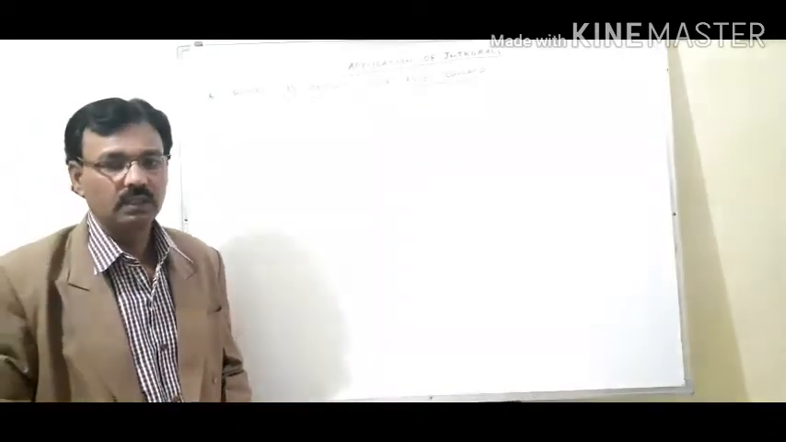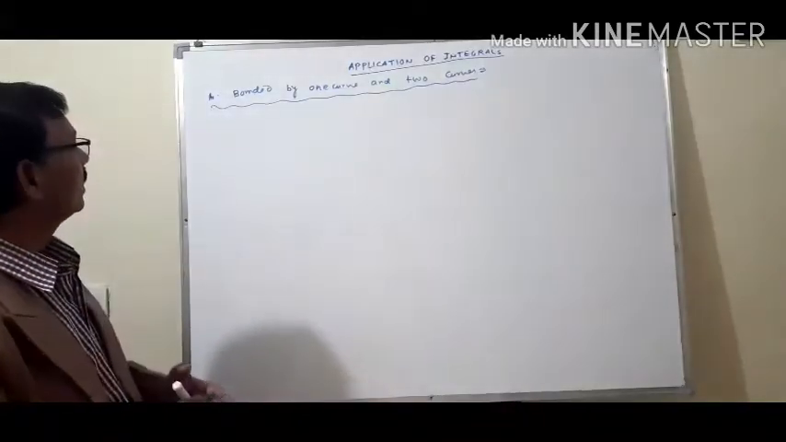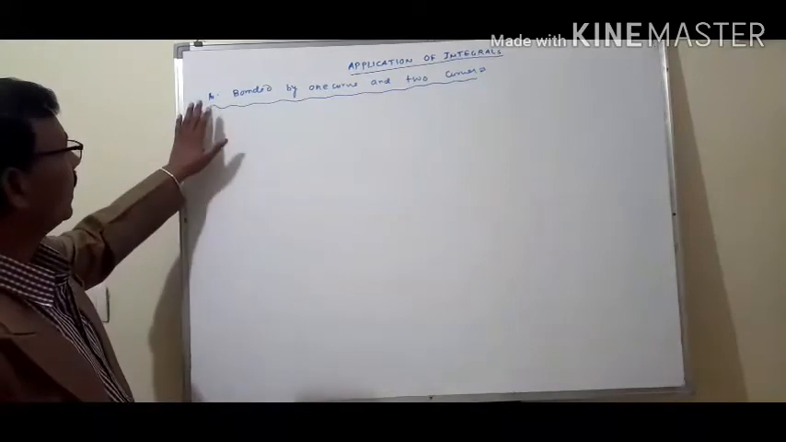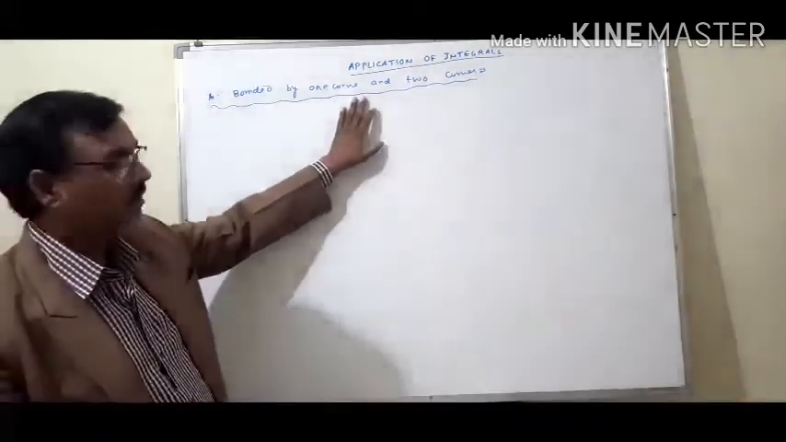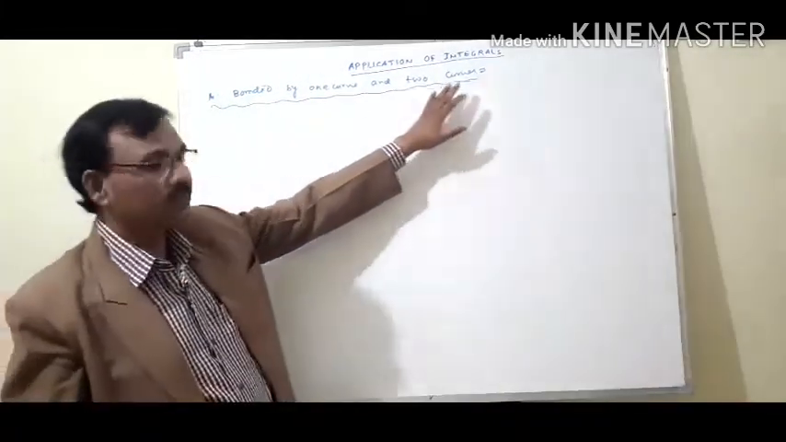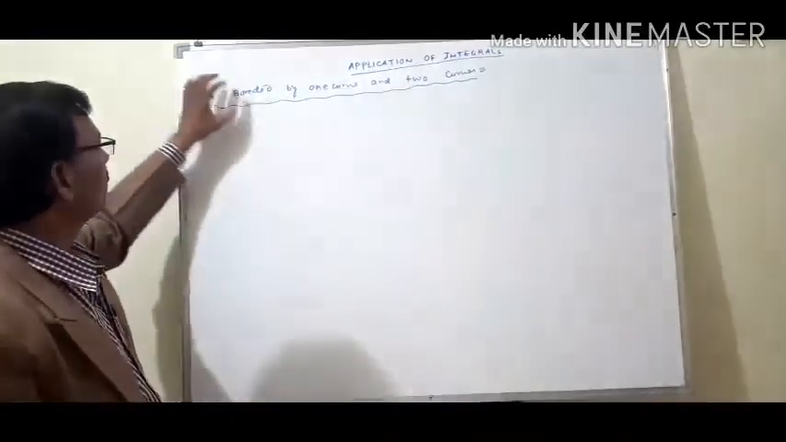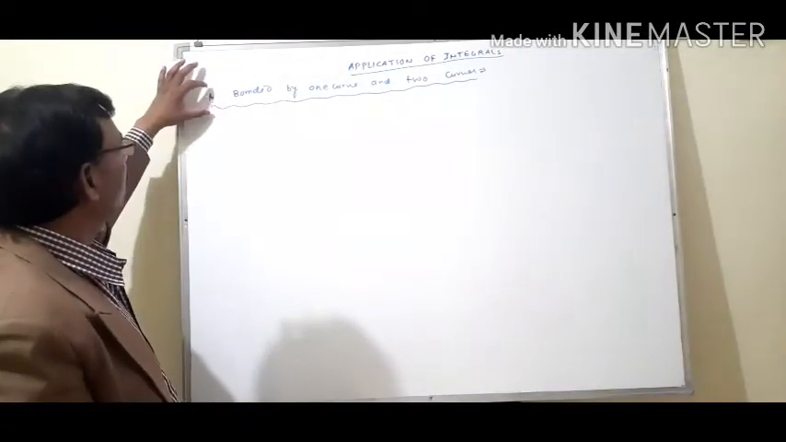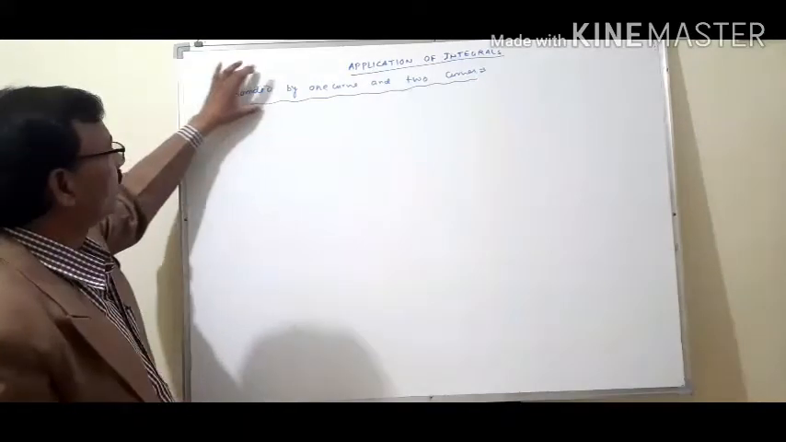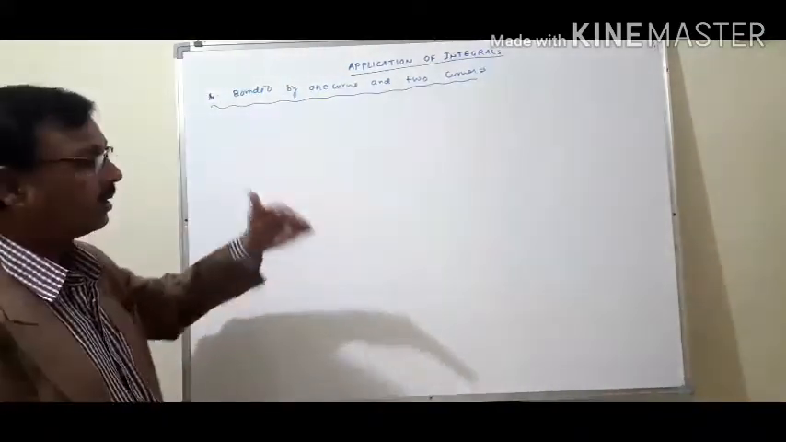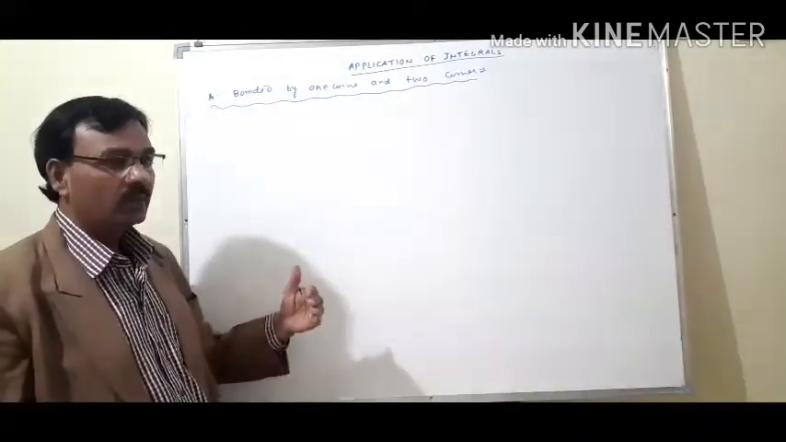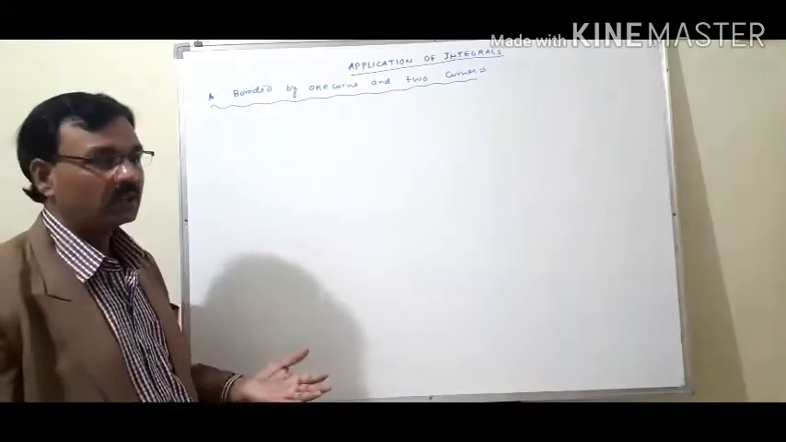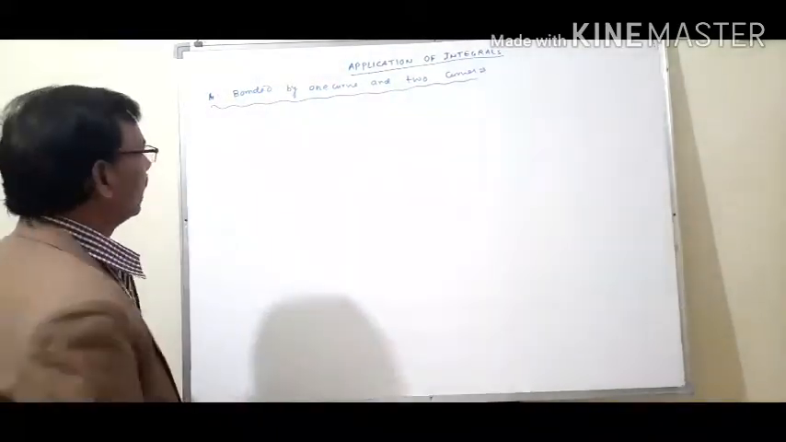Hello students, in this video we will discuss how to find the area bounded by one curve and by two curves together. First we take how to find the area bounded by one curve. If one curve moves from downwards to upwards, or left to right, like this.